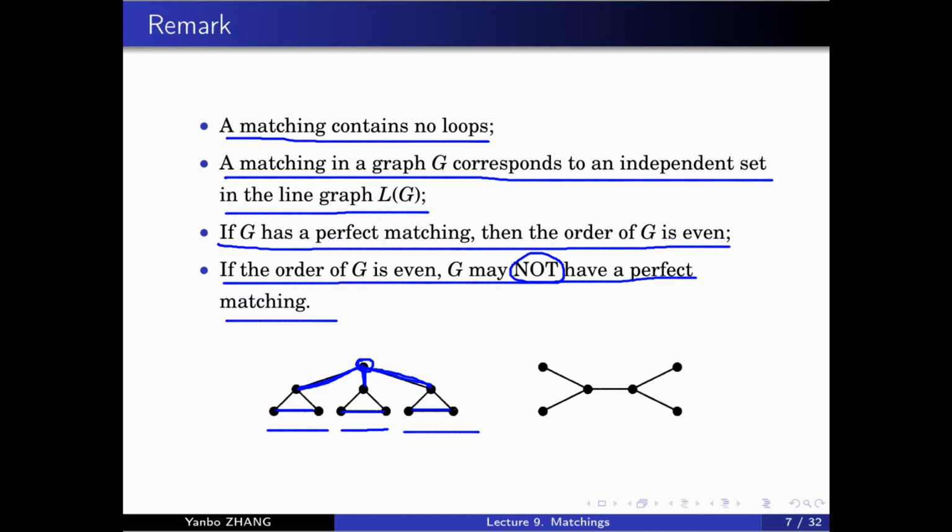In the red graph, if it has a perfect matching, to cover this vertex, we need this edge in the matching. And to cover this vertex, we need this edge in the matching. But now, it is no longer a matching because these two edges share a common vertex. So this graph has 6 vertices, but it has no perfect matching.